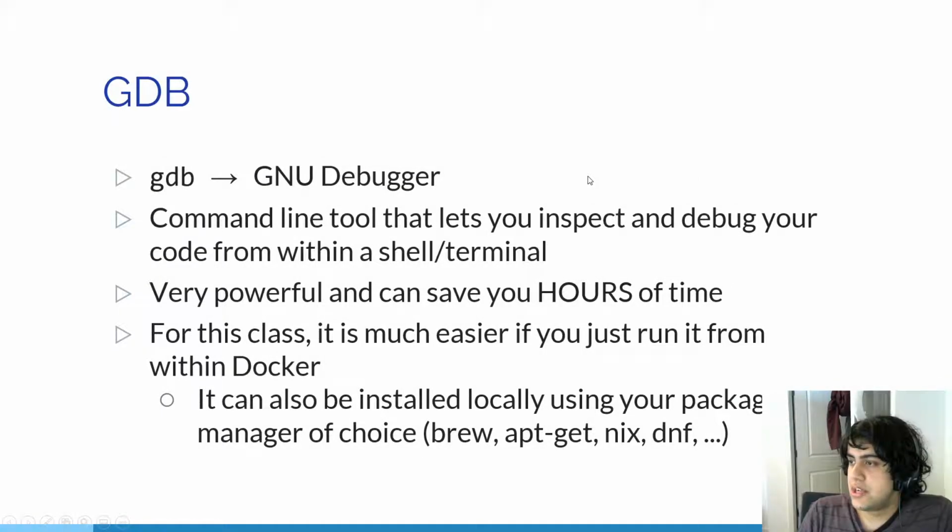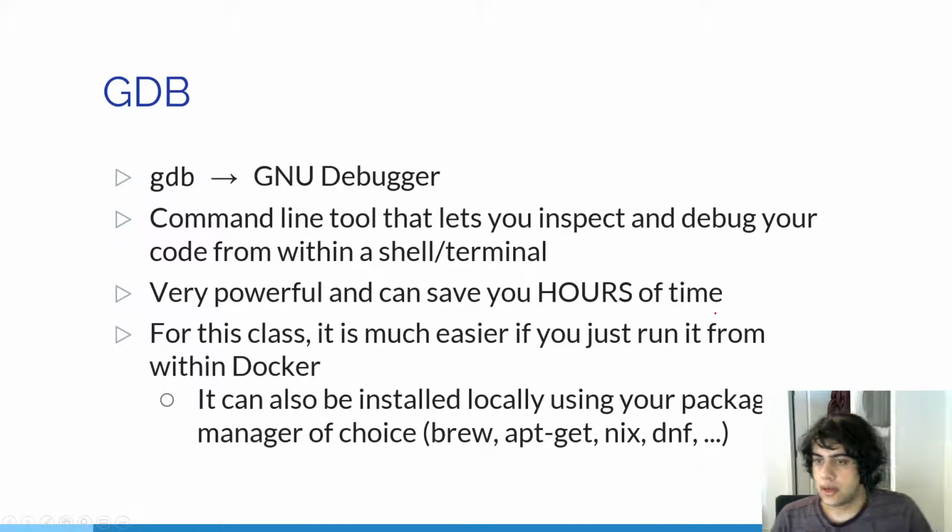Which brings us to GDB. It's a command line tool. It's packaged within our Docker container, and it will let you poke around your code, print stuff out, and inspect variables. It's very powerful. It can save you hours. It has saved me hours in many classes. For this class, again, it's packaged in the Docker container, so it's easier if you run it there because our Docker container already has all the other dependencies you'll need for the autograders and such. But it can also be installed using whatever package manager you want, and you can get it on Windows too, I think.